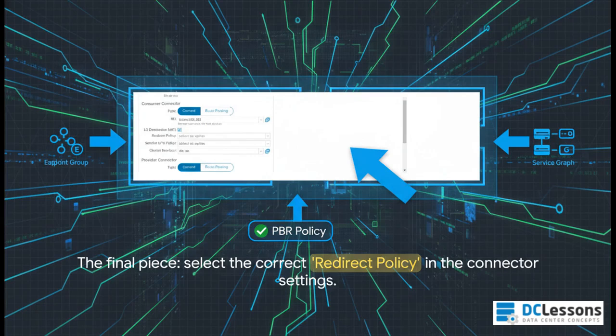And this is the final, critical piece of the puzzle. As you're setting this up, you'll get to the connector settings. I want you to notice that drop-down menu for the redirect policy. Ding, ding, ding. This is where you select that exact PBR policy we so carefully created back in Step 2. This is you explicitly telling the contractor, hey, whenever you see traffic that matches my rules, I want you to use this specific set of instructions to redirect it.